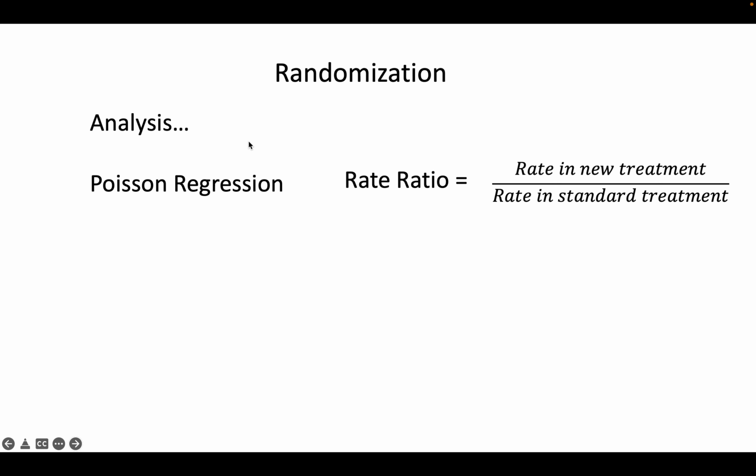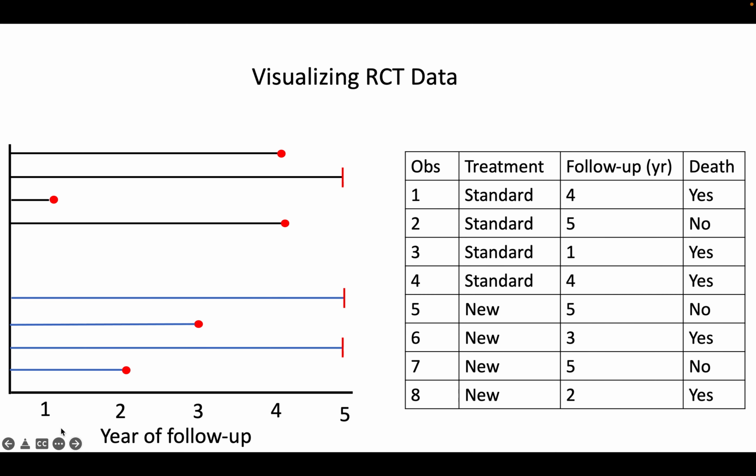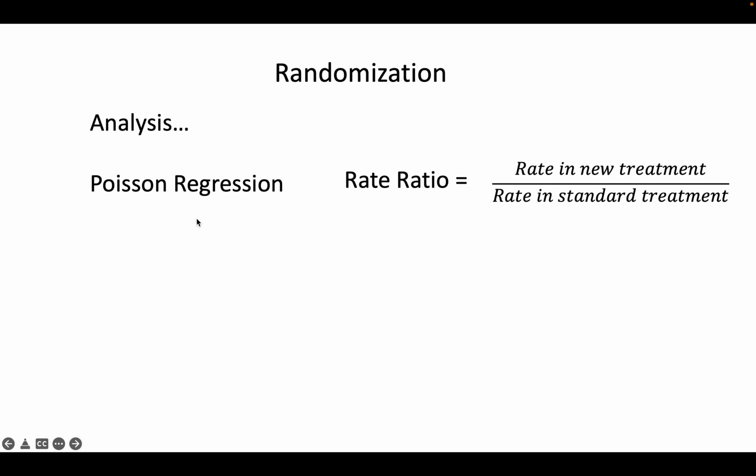So as far as analyzing this randomized control trial data, I have whole videos on time to event analysis. I recommend checking that out, or Poisson regression or logistic regression. Basically, there's lots of ways you can analyze this depending on what you're hoping to get out of the data. So Poisson regression is a way that you can get the rate ratio, so the rate of mortality in the new treatment group versus the rate of mortality in the standard treatment group.